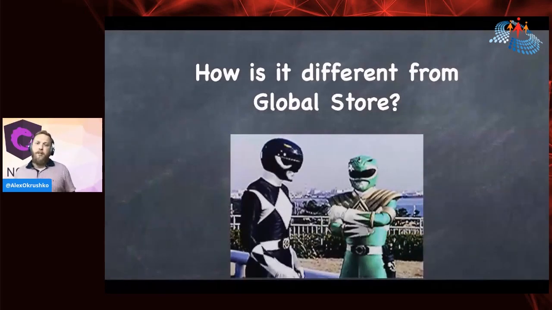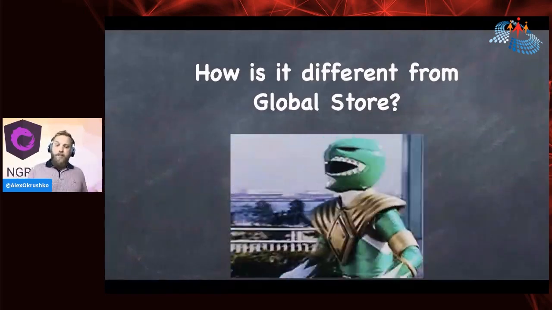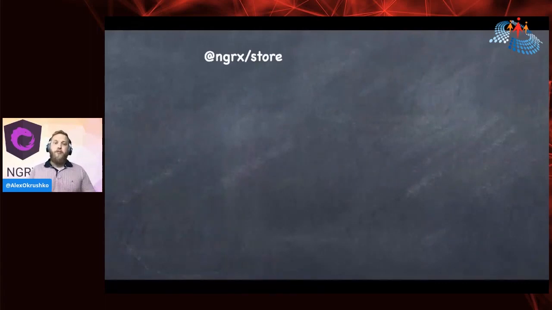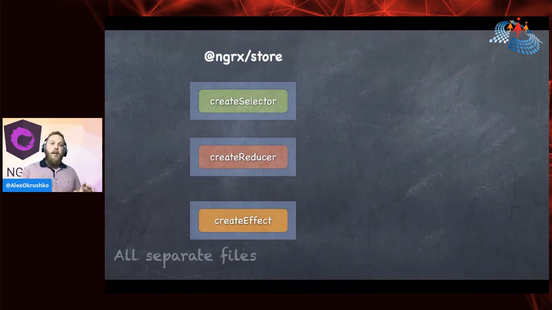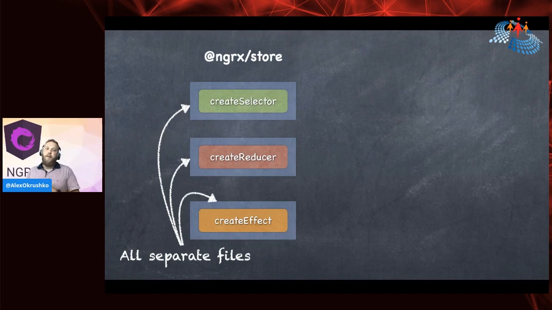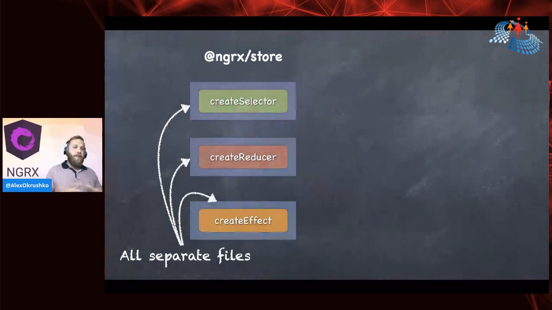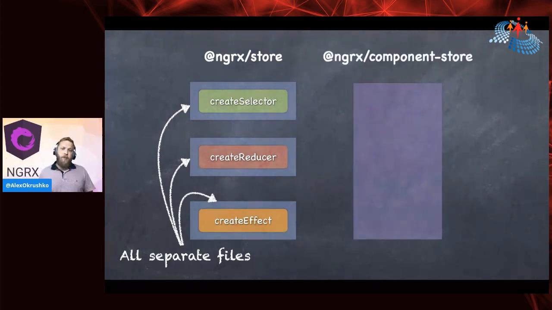So how is it different from the global store? Well, there are a lot of differences. We'll cover some of them. So for example, the ngrx store is really meant for the global state of the application. And as such, it scales a little bit differently. We split things into separate files because it's supposed to be a lot of things, right? It's a lot of global things, and we split them almost by responsibilities there. So selectors are separate, reducers are separate, effects are separate, and they're all in separate files.